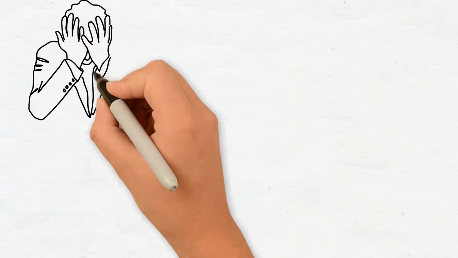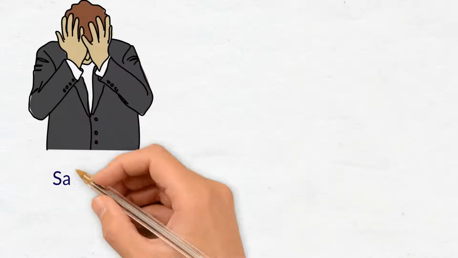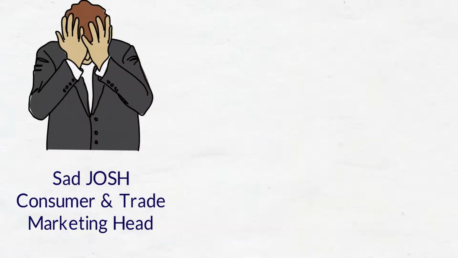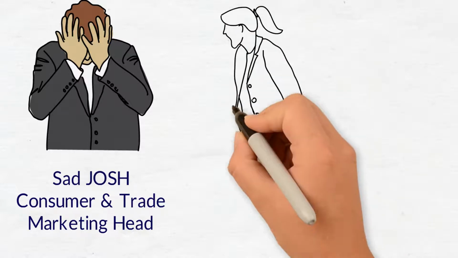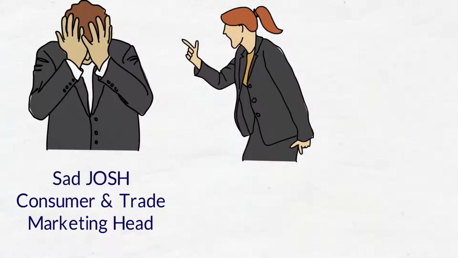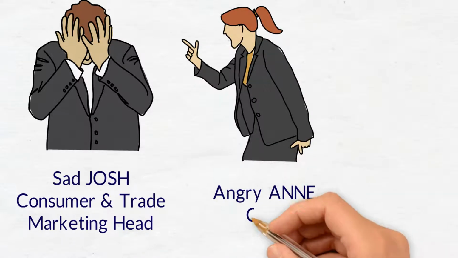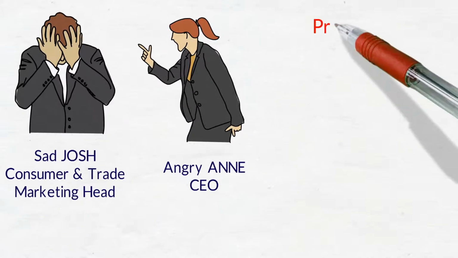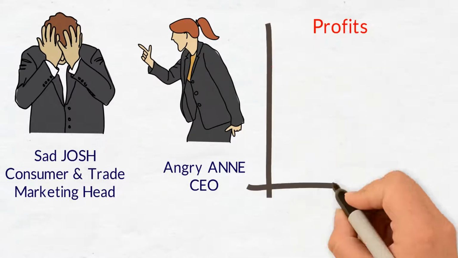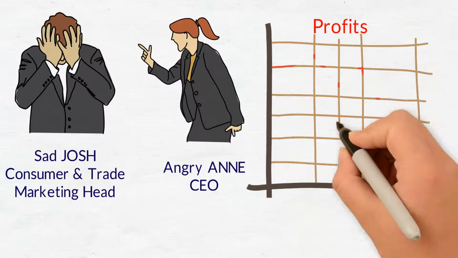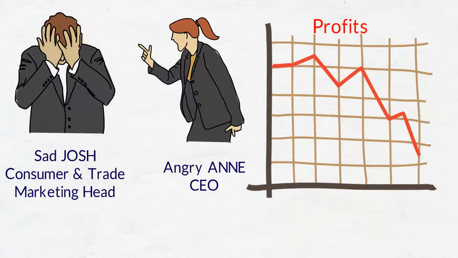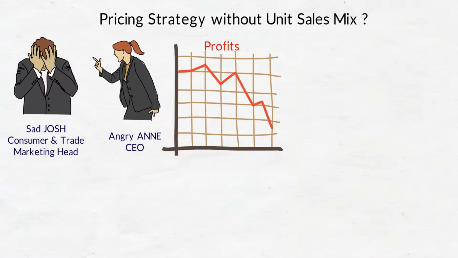Meet sad Josh, the consumer and trade marketing head of a large consumer product business. And he looks really sad. And this is Angry Ann. She is the CEO and she is very angry, as you can see. Profits in the last quarter have taken a big dive. See this graph. How? Josh and his team issued pricing guidelines for their chips brand.